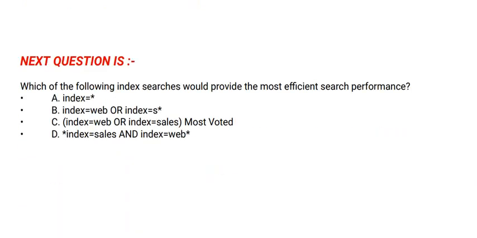Next question is, which of the following index searches would provide the most efficient search performance? Options are: Option A, index equals star. Option B, index equals web or index equals s star. Option C, index equals web or index equals sales, most voted. Option D, star, index equals sales and index equals web star. The correct option is option C.